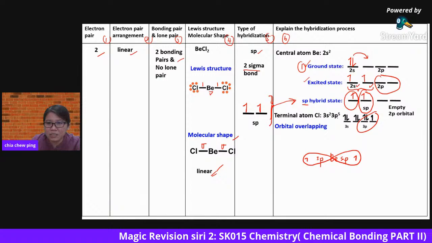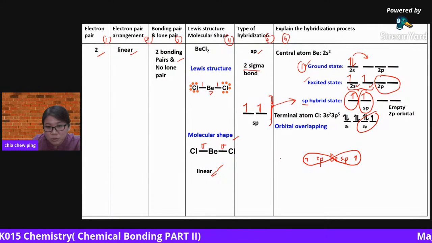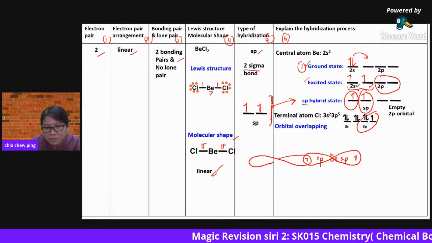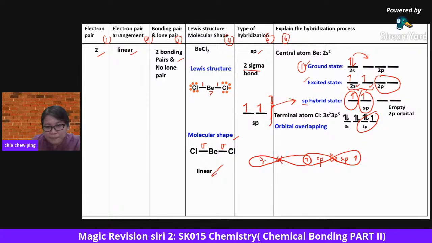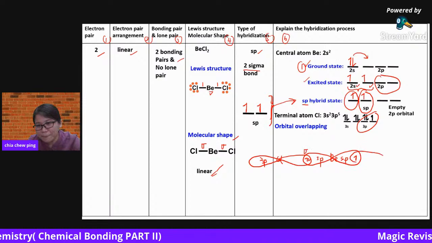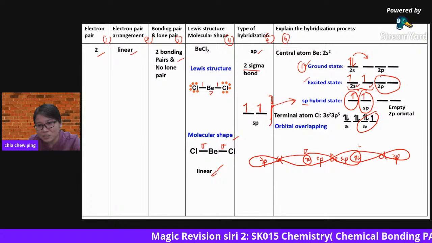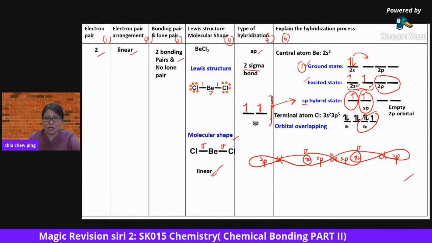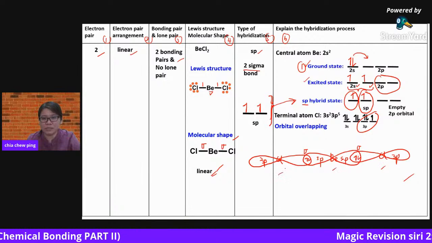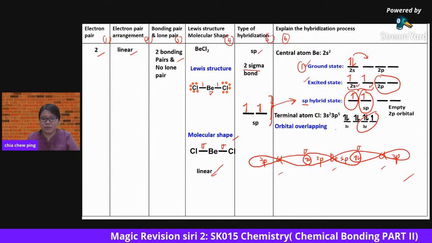Now how about the chlorine? Chlorine uses 3p, which is also a dumbbell shape. So I will draw the 3p. It overlaps end to end with the sp. Make sure you label Cl 3p and label the overlapping as a sigma bond. This is another 3p, Cl 3p sharing, so sigma bond. Okay, done. This is the hybrid orbital overlapping. Make sure you label the central atom and all the sp and 3p sharing electrons and the sigma bond. Done for electron pair 2.